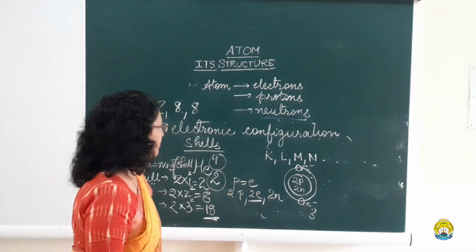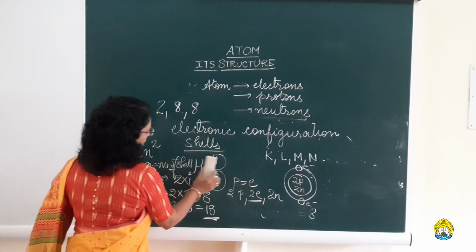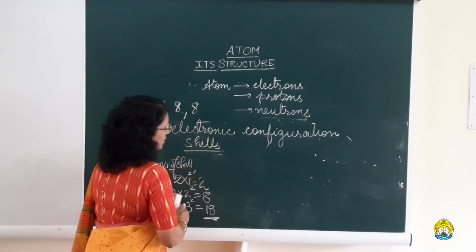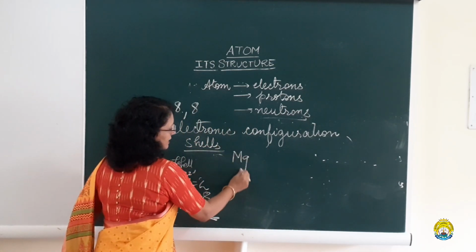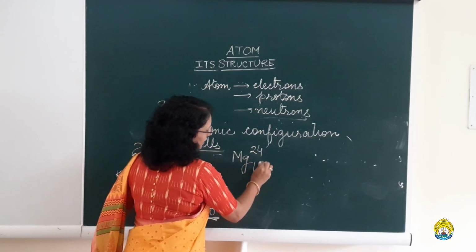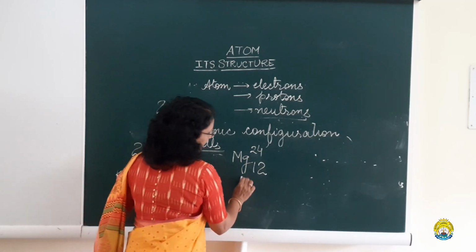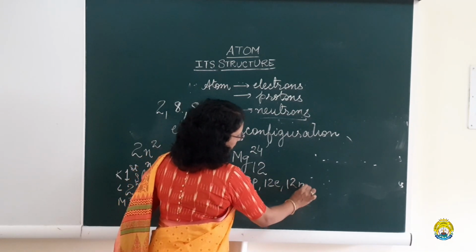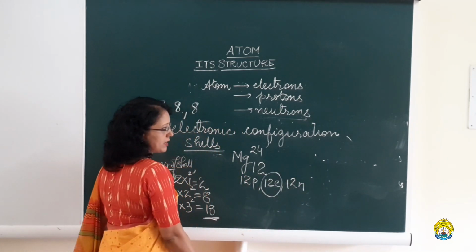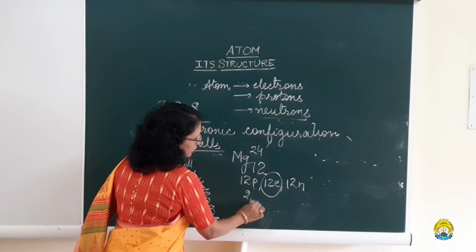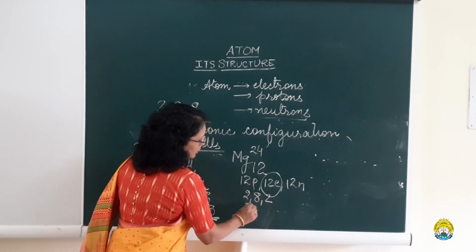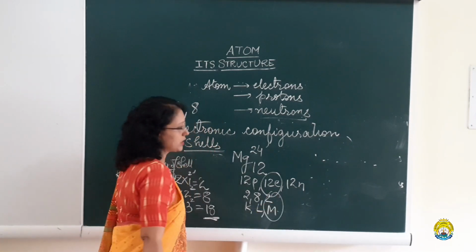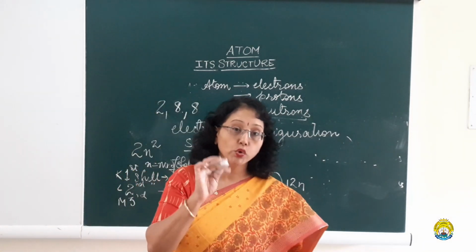For example, if you take magnesium, the symbol for magnesium is Mg, with mass number 24 and atomic number 12. If you write the number of protons, electrons, neutrons and the electrons to be distributed, the electronic configuration is 2, 8 and 2. This is the K shell, this is the L shell and this is the M shell. So here the last shell has 2 electrons.